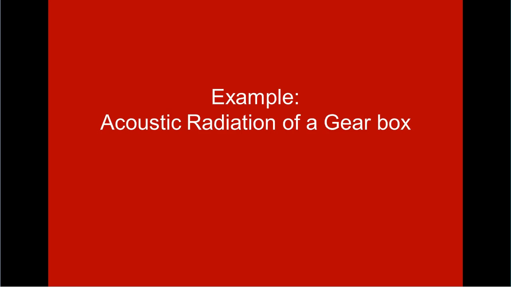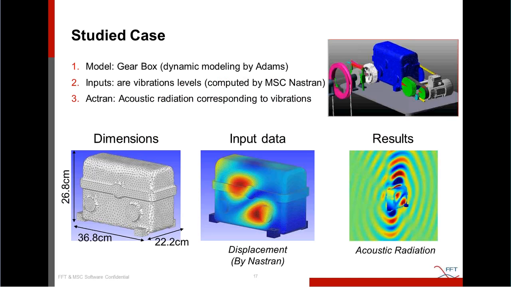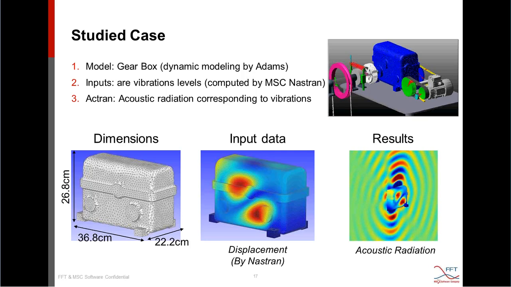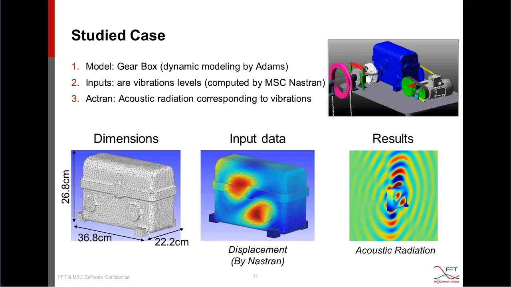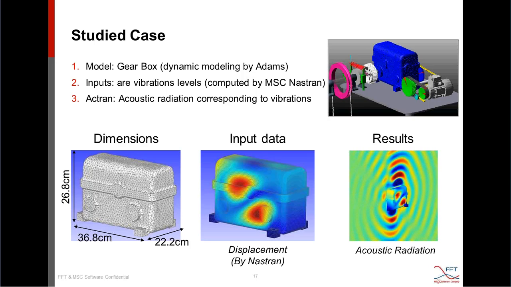So now let's see an example, the case of a gearbox. I computed it on a laptop 2 days ago. The acoustic radiation of the gearbox has been computed, and I will show you the results in terms of computational time for different computational methods. So the gearbox is part of a more complex system that involves gears and belts, and the dynamic behavior, the movement of each part of this gearbox, is modeled by Adams. Then MSC Actran is used for computing the vibrations, and finally Actran is used for computing efficiently the radiated noise.